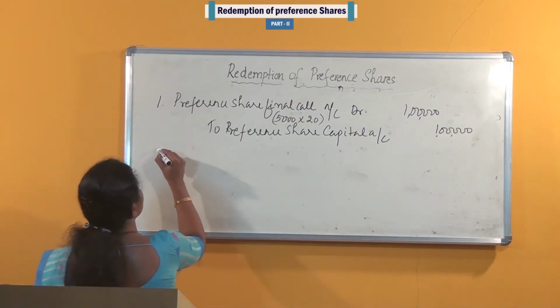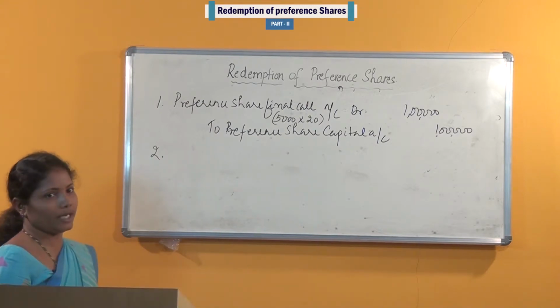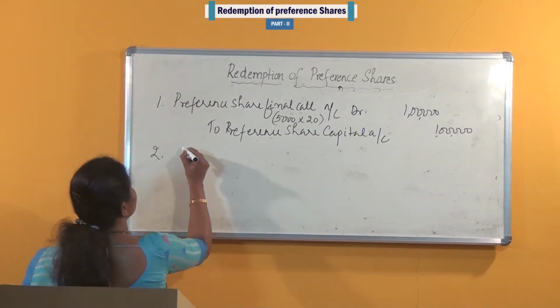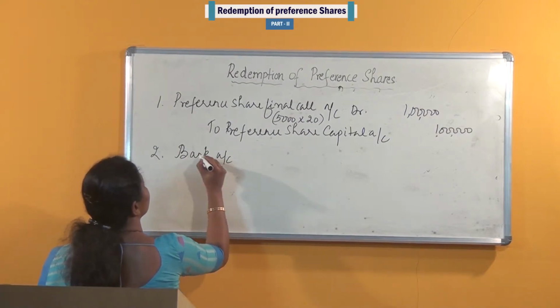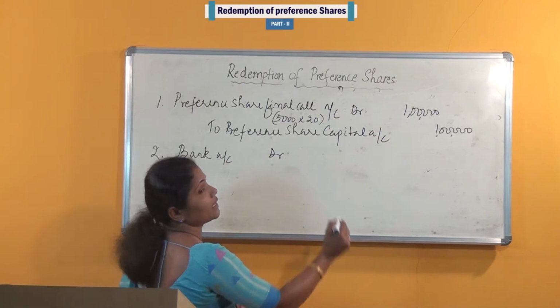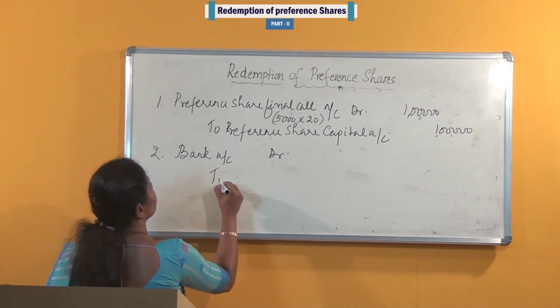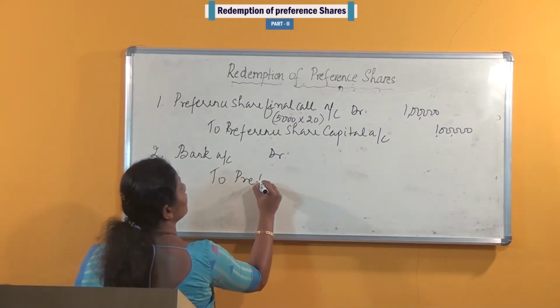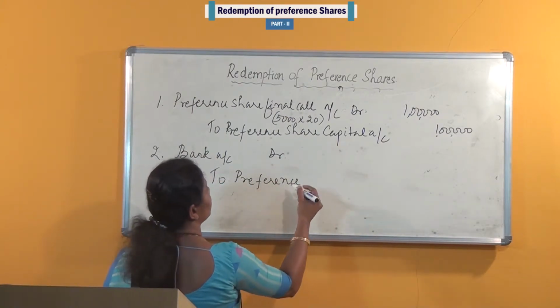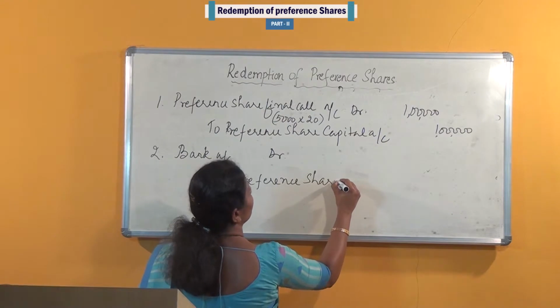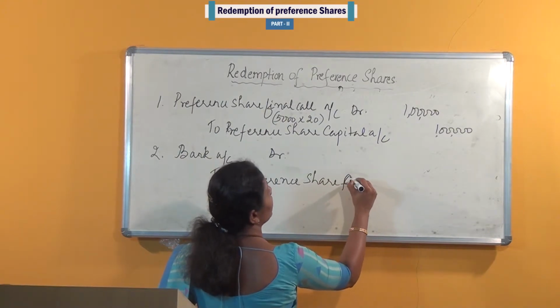The next entry is for receiving the same final call money. Whenever we are receiving the final call money, obviously bank account has to be debited for receipt of money, and preference share final call account gets cancelled while receiving the due amount. Preference share final call account.